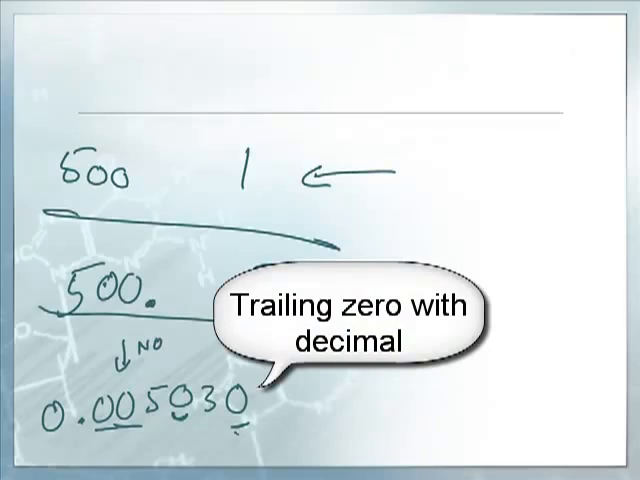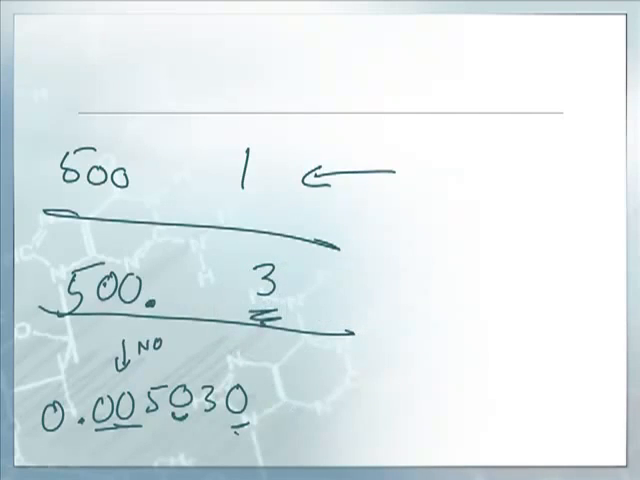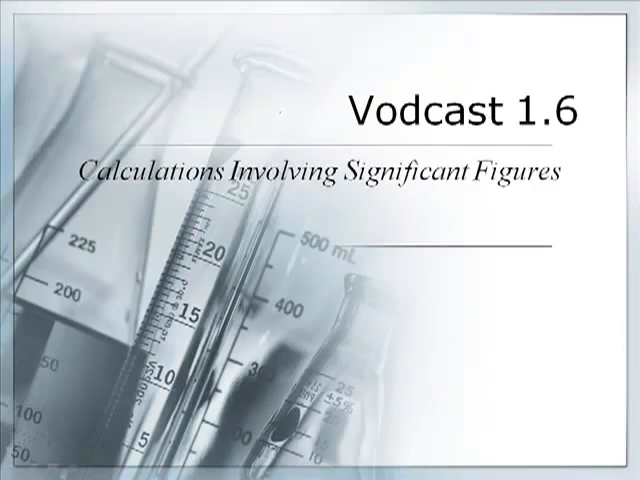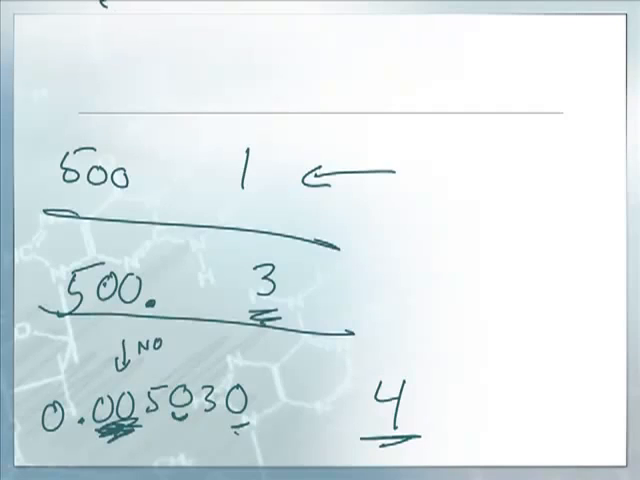Trailing zeros are significant if there's a decimal in the number. There's a decimal in this number, so this would be 5, 0, 3, and 0 are significant, so there are 4 significant figures. The ones you don't count are these 2 zeros here. Correct.